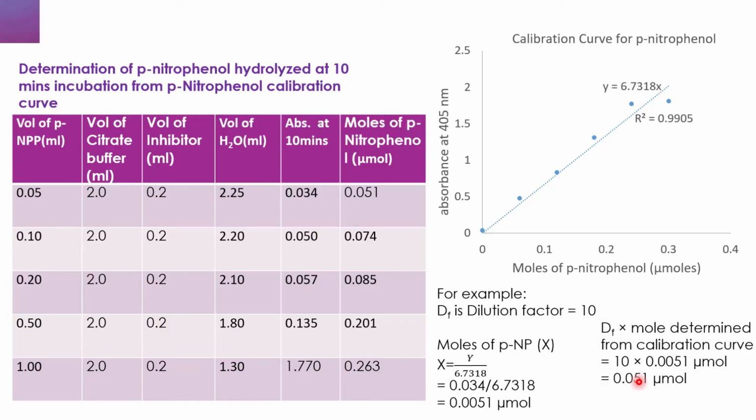So if we take a look at the table over here, for the second reaction, this is the actual moles of p-nitrophenol formed, we have 0.074. For the third reaction, this is the actual moles of p-nitrophenol formed. For the fourth reaction, this is the moles of the p-nitrophenol formed. And for the fifth reaction, this is the moles for the p-nitrophenol formed.